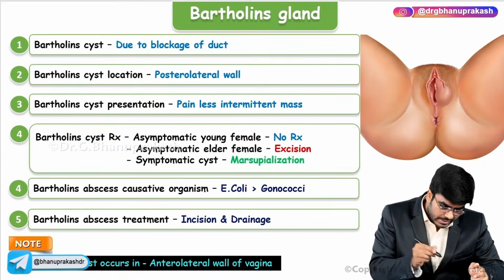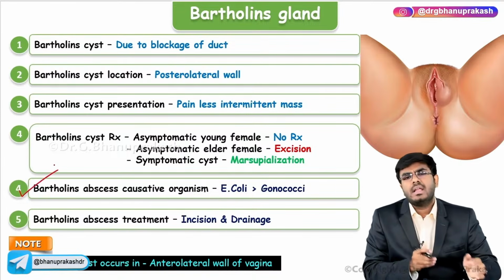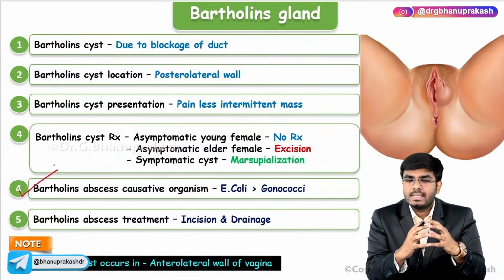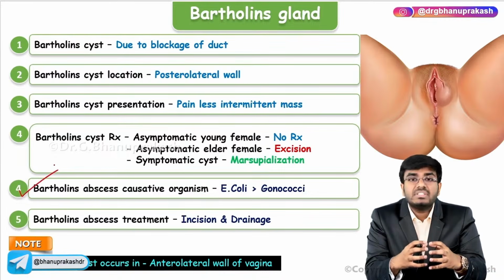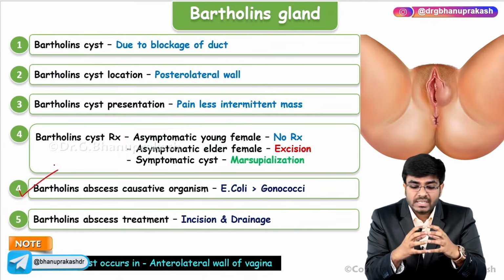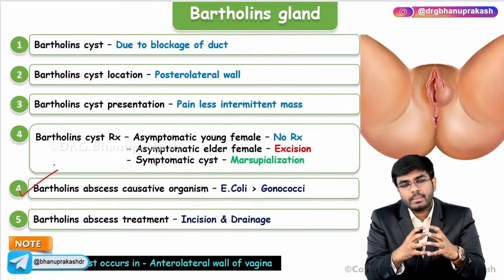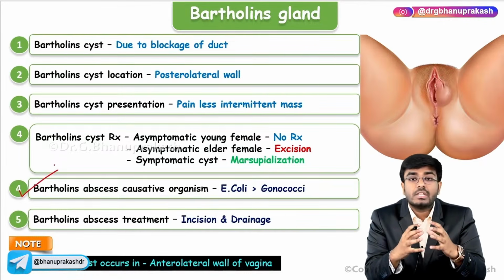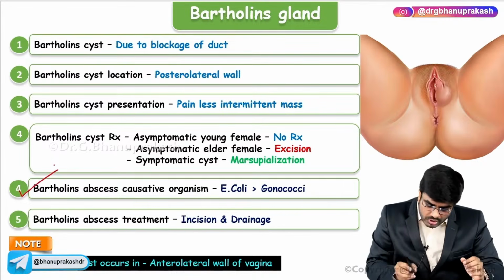Now after this, let's talk about Bartholin's abscess. If this Bartholin's gland cyst becomes infected with microorganisms and is totally contaminated, we are going to call it an abscess. Abscess is nothing but infection. Now what's the most common organism, guys?